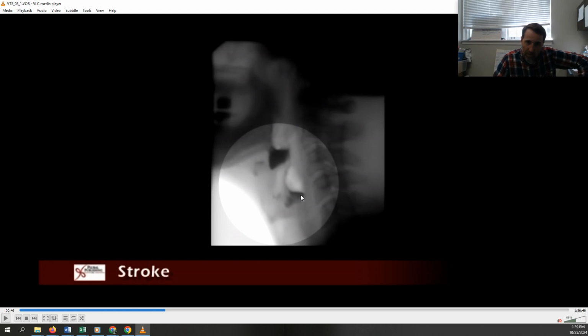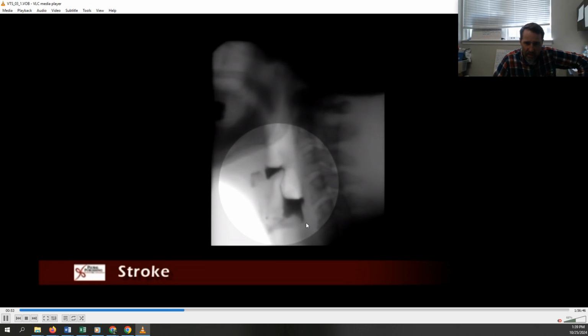This aspiration is going to spill over the aryepiglottic fold from the piriforms, and it's going to roll down the back of the posterior wall of the airway right there. And the esophagus, the UES is about right here, so the esophagus is back here. All right, so you see the UES. This is sort of pointing at the UES right here, that little piece of barium.